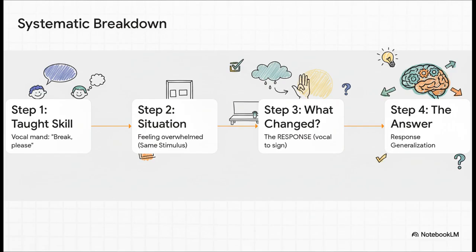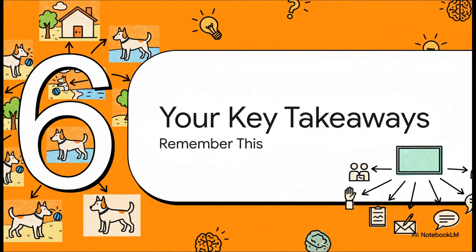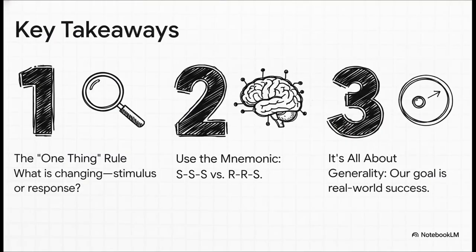Step 3, and this is the key, what changed? The response changed. It went from a vocal command to a sign. So step 4, what's our answer? With 100% confidence, it's response generalization. See? The system will get you the right answer every single time. Whoa, we have covered a lot of ground. So let's bring it all home. Let's boil everything down to the most critical, need-to-know points you should walk away with today. Look, if you forget everything else, just remember these 3 things.